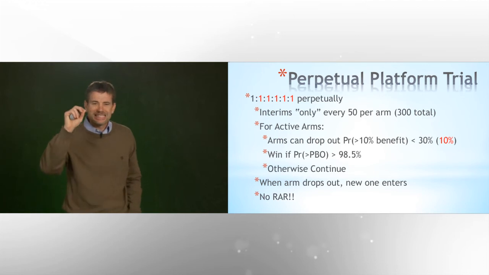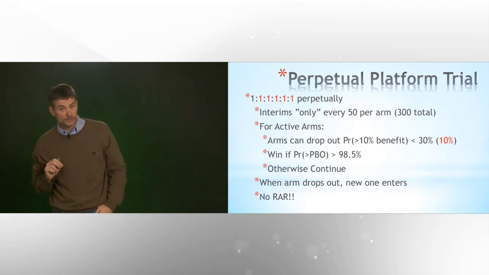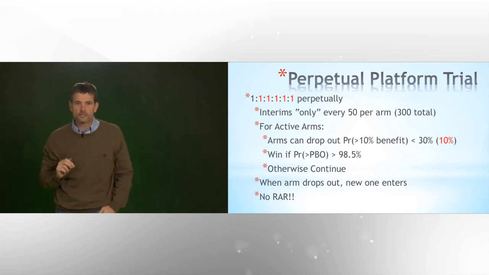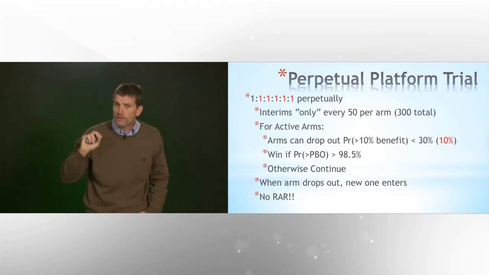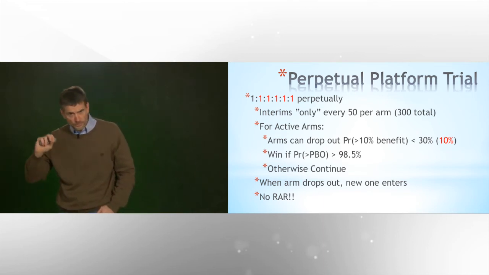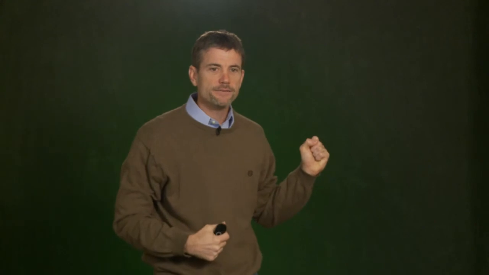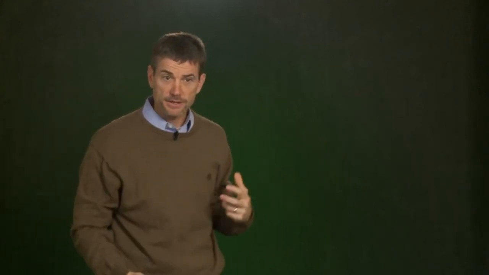If it shows statistical significance, 98.5% posterior probability with uniform priors, this is like a 1.5% alpha in a frequentist test. Otherwise, we continue until we find an effective therapy. We're not doing response adaptive randomization, which would add more to it. In this case, we're just showing what happens in being perpetual and adaptive within each one.